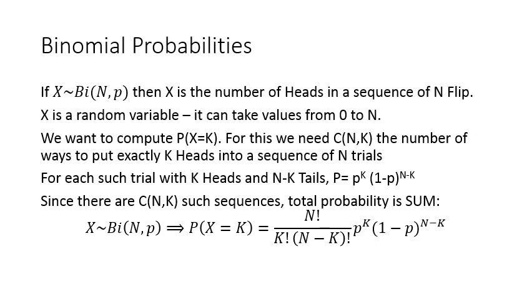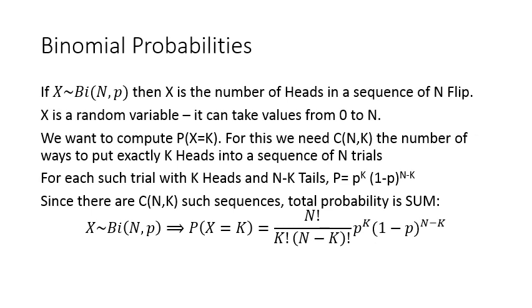To compute this, we need to find out C(n,k), the number of ways to put exactly k heads into the sequence of trials. Then for each such sequence of heads and tails, in which there are k heads and n minus k tails, the probability is p to the k times 1 minus p to the n minus k, and the number of such sequences is C(n,k).